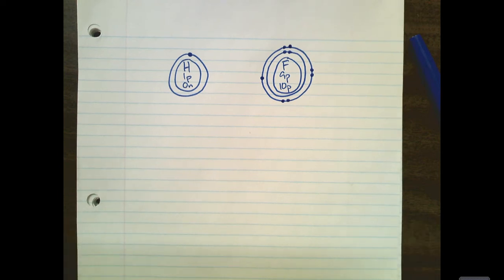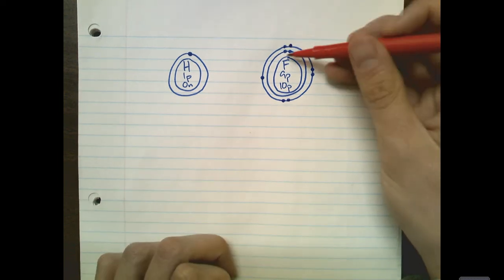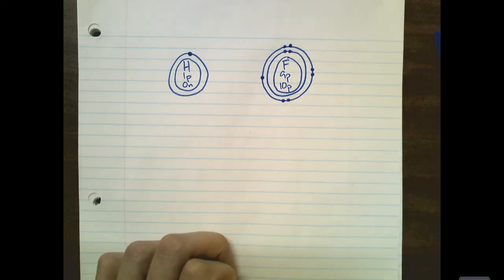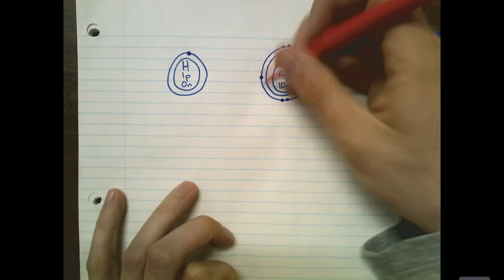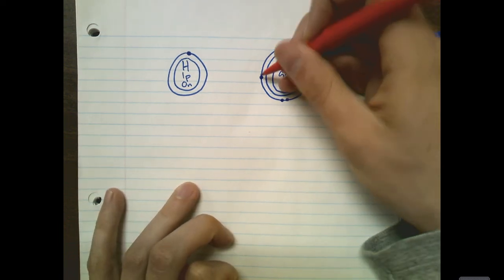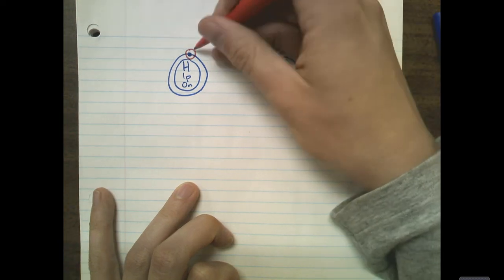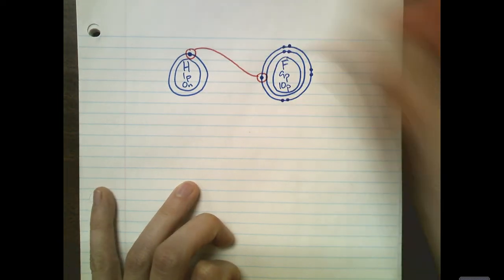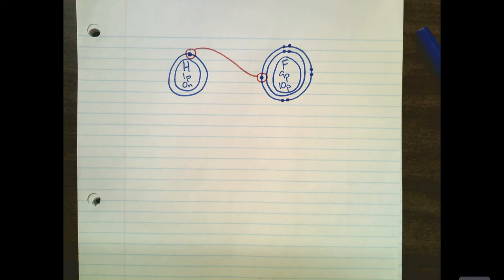Now, the question said, just as a hint, to look for a possible shared pair and circle that pair if it helps you. What you'll notice is that all of these other electrons exist in pairs, right? So we want this to be a pair right here. So obviously we want this to share and create a pair with that one. So that's what you could do to help you out.